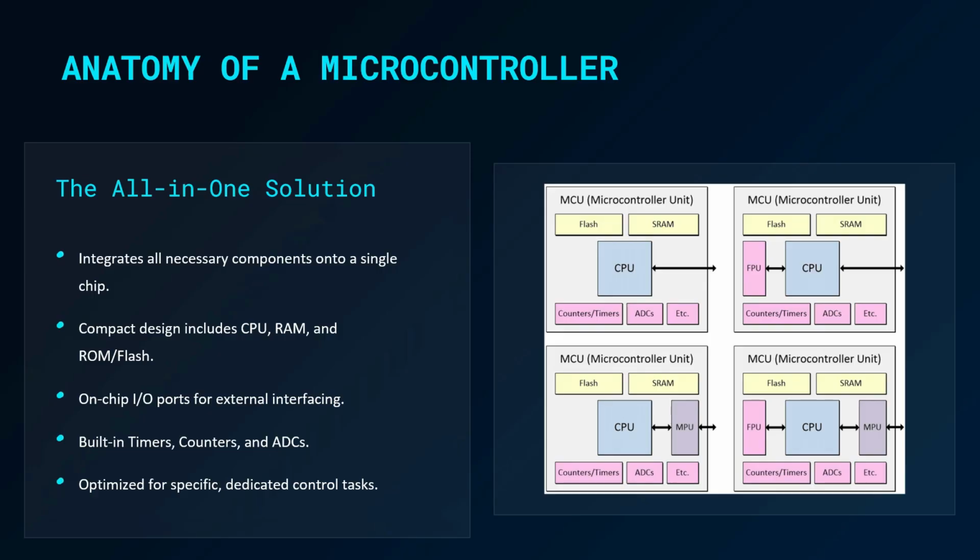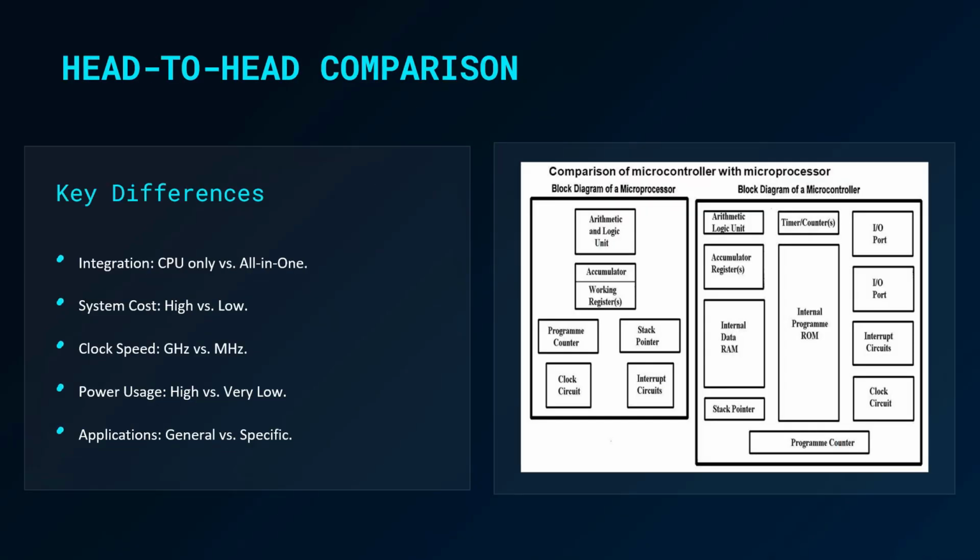Next, let us compare the architecture of microprocessor-based systems. A microprocessor-based system relies heavily on external hardware components. The CPU communicates with memory and peripherals through system buses such as the address bus, data bus, and control bus. External RAM stores temporary data and external ROM or flash stores program instructions. Additional peripheral devices such as timers, serial communication controllers, and input-output expanders are also connected externally. Because of these requirements, microprocessor systems are usually larger, more complex, and more expensive, but they offer high computational performance and can handle complex applications.